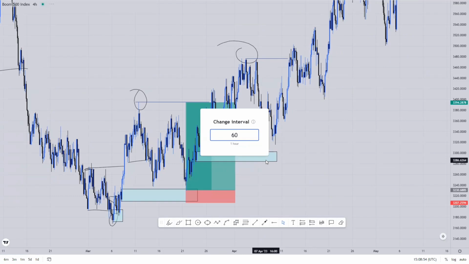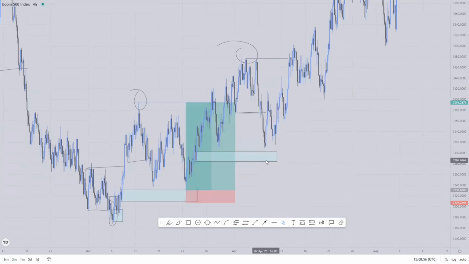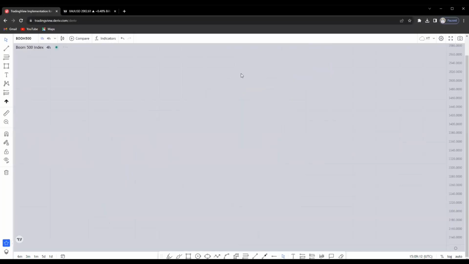So let me go to April 2023 on a lower time frame so that you see that lower time frames are so good when it comes to giving you entry confirmations. They are so good when you get them there.